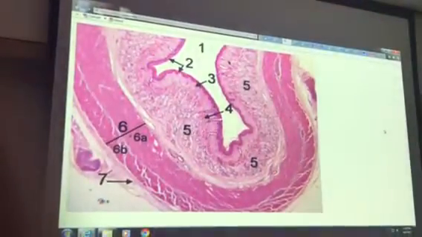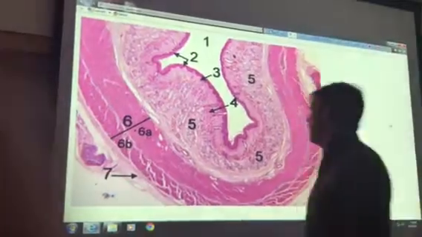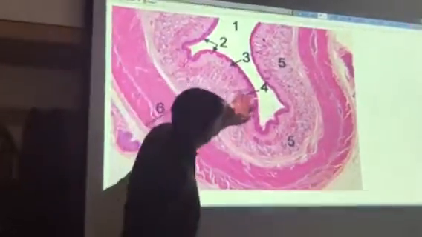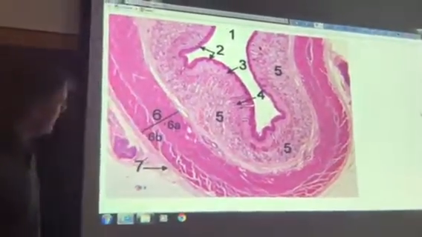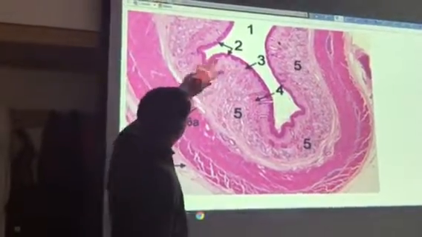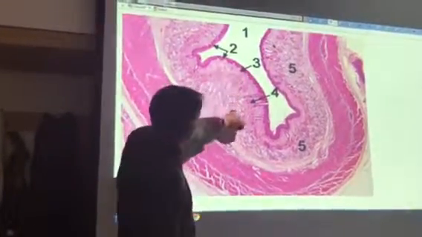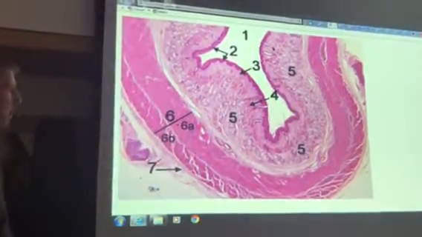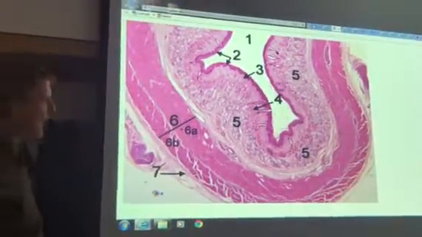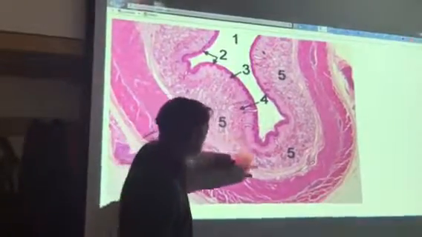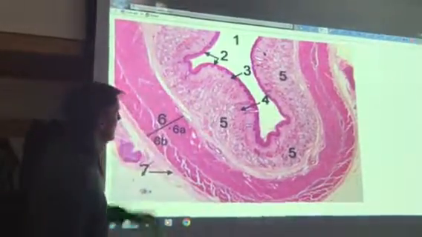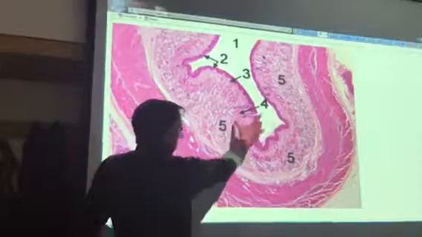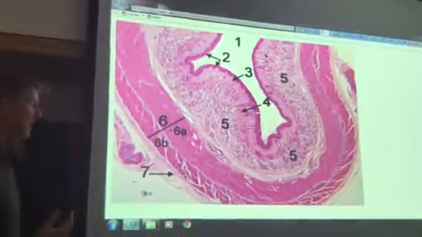This is another picture of the esophagus. Okay, here would be the stratified squamous epithelium. Right, so number 2 represents the stratified squamous epithelium. Right below it, where number 3 is, that would be the lamina propria. That's the connective tissue layer. Number 4 is the muscularis mucosa. All right, so 2, 3, and 4 together are what make up the mucosa.